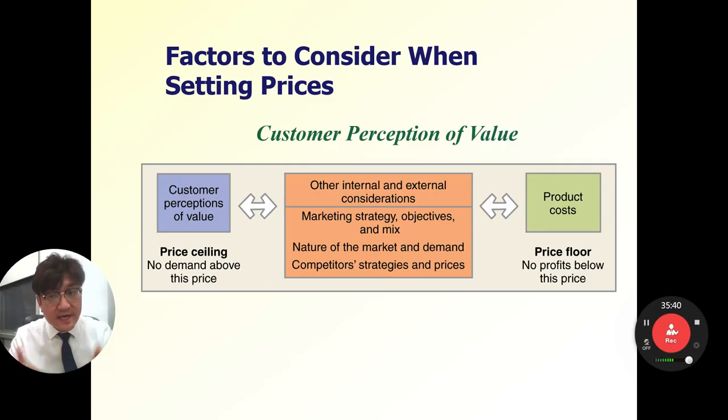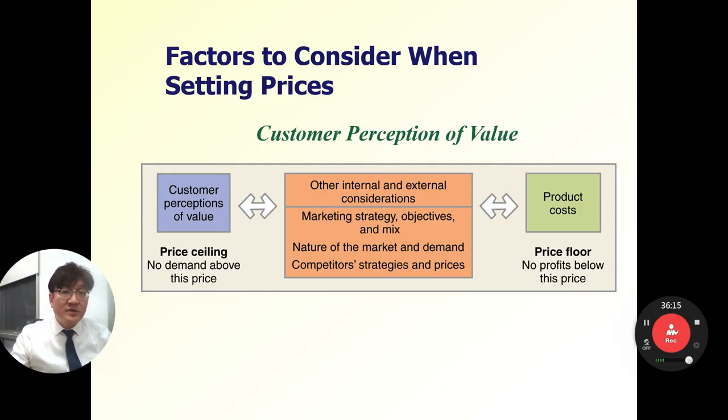Cost plus pricing, or sometimes people call it cost-based pricing. Let me talk about the difference between these two. First of all, to choose the right price, we can identify the price ceiling and the price floor. Price ceiling is the upper maximum price, which the price cannot go beyond. The upper limit of the price.